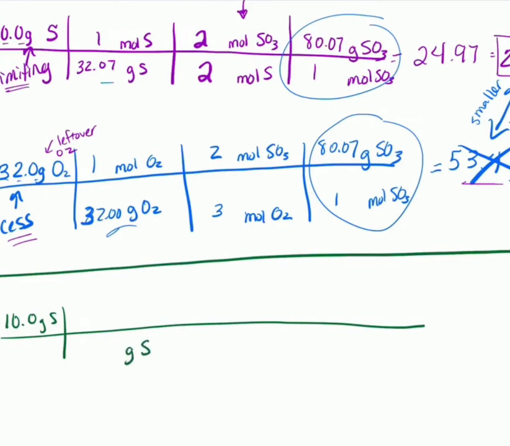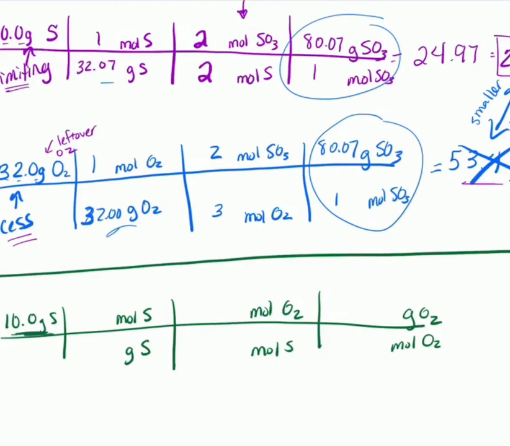So we're going to go from grams of sulfur to moles of sulfur, and then we're going to go from moles of sulfur to moles of oxygen, because we want to know how much it used. And then we're going to go from moles of oxygen to grams of oxygen. So again, just say it again.